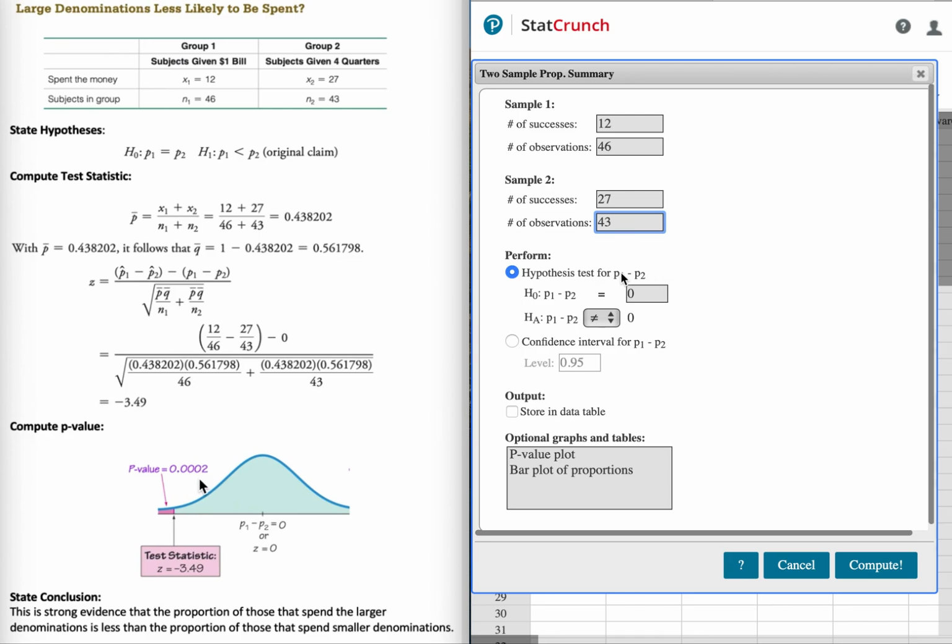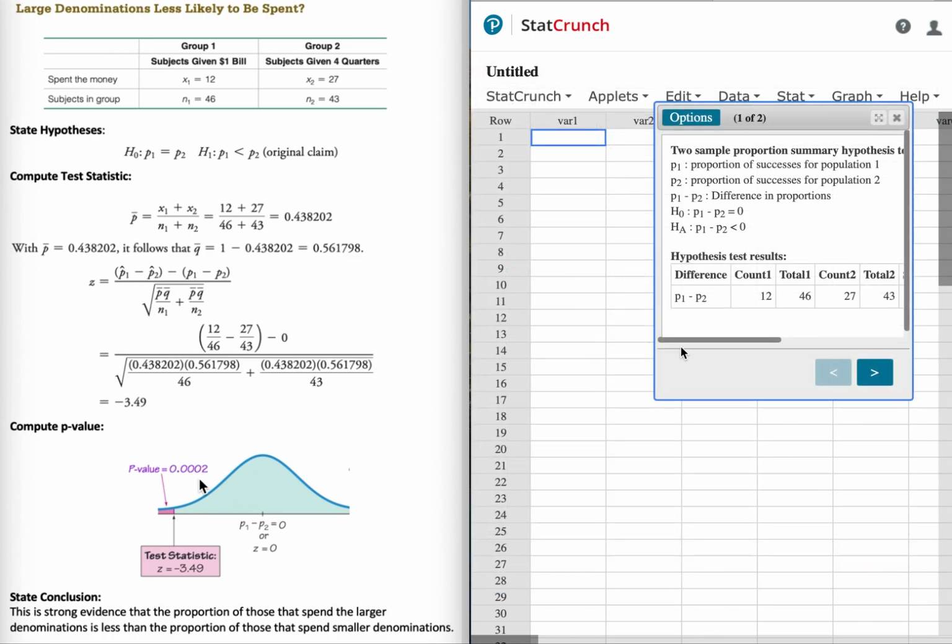We're doing a hypothesis test. So we're assuming that P1 is equal to P2, in which the difference would be 0. And we're trying to argue that P1 is less than P2. So we change this here to less than. If you just put the P2 on the other side, P1 would be less than P2. I'm going to go ahead and plot the p-value just to show you what happens here. So if I hit compute, it'll run the test.